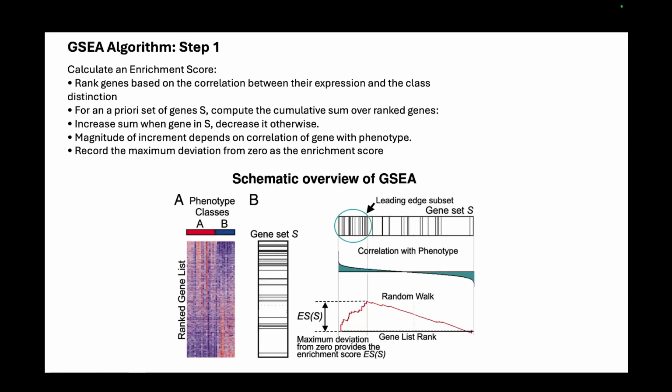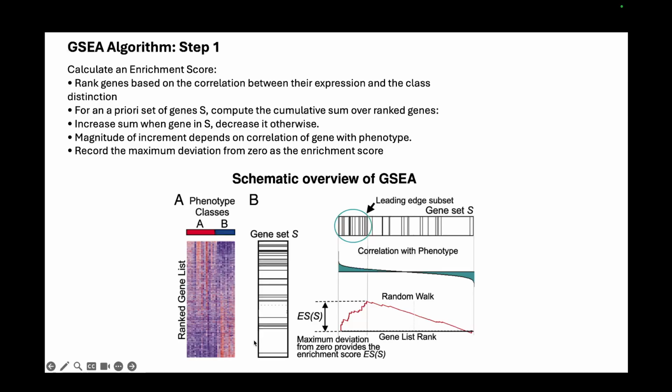You start from the top, and go from one gene to another. If a particular gene is present in the ranking and it is also present in your own gene list, then you increase, otherwise you decrease the magnitude. The magnitude of the increment depends on the correlation of the gene with the phenotype. And you need to record the maximum deviation from 0 as the enrichment score.